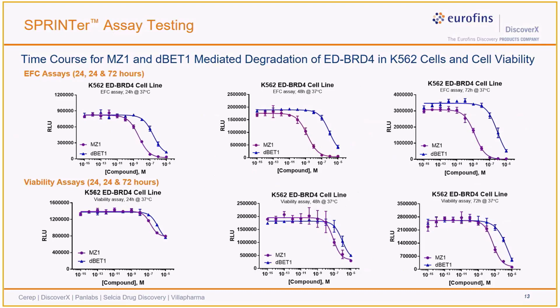As the incubation time extended to 24, 48, and 72 hours, we observed similar on-target potency of the two PROTACs, MZ1 and dBET1, suggesting that shorter incubation time is sufficient to determine their on-target potencies. However, longer incubation time does increase the assay window. In contrast to our EFC assay, the viability assay didn't show distinct potency between MZ1 and dBET1 until 72 hours of incubation.